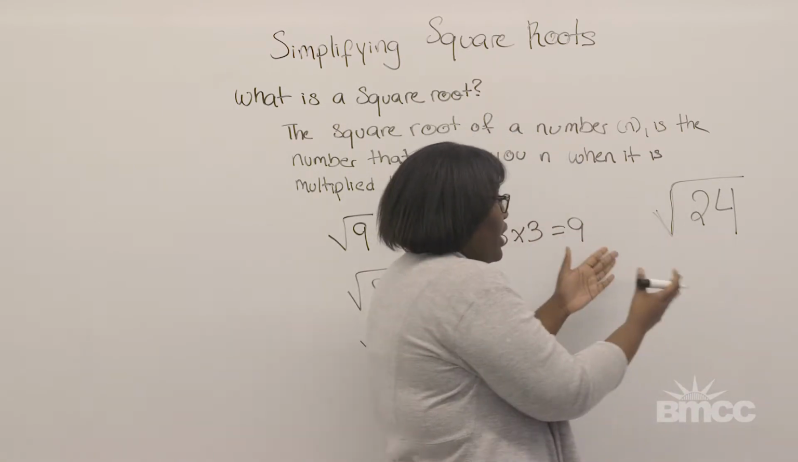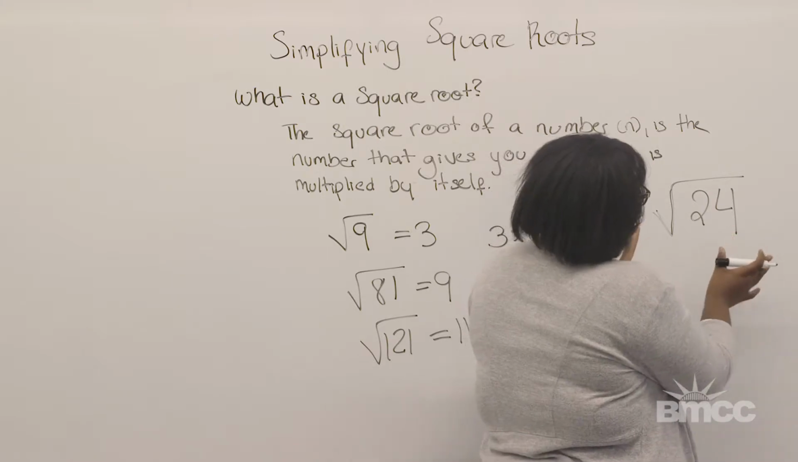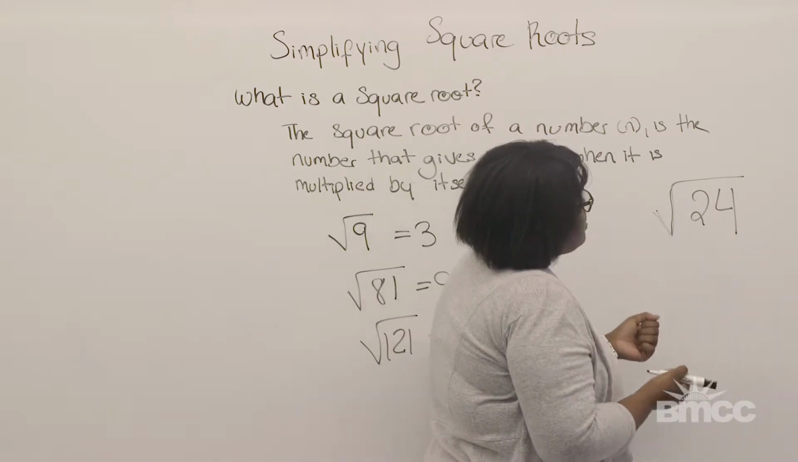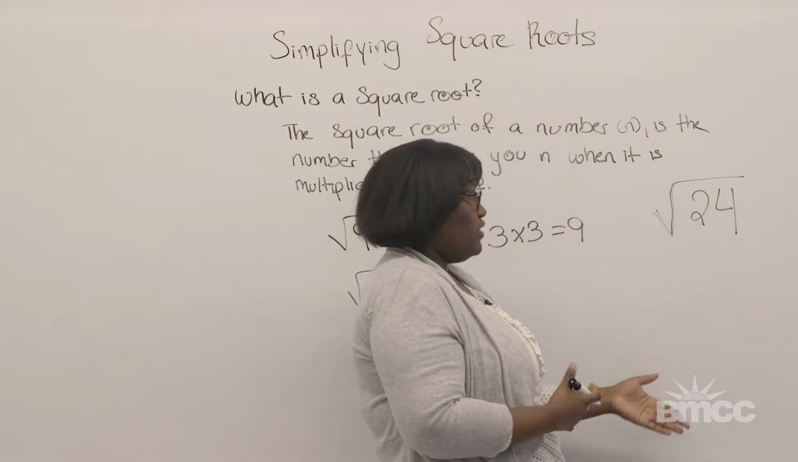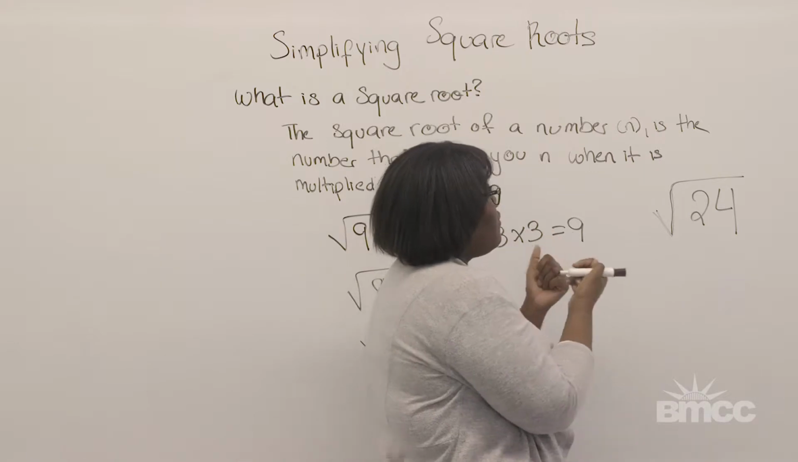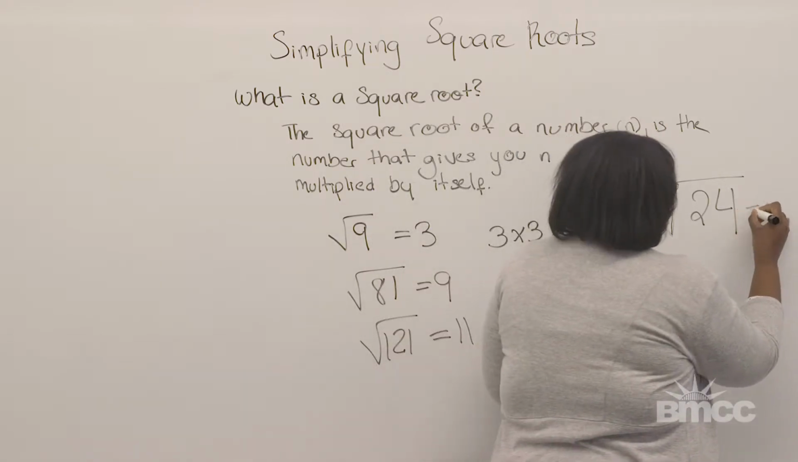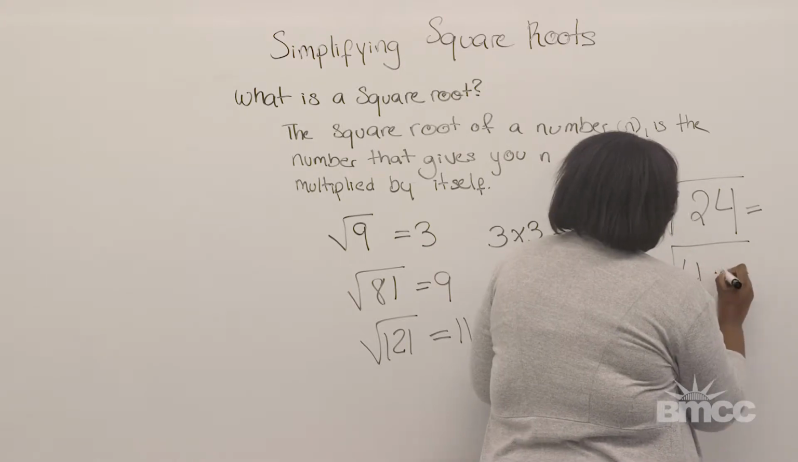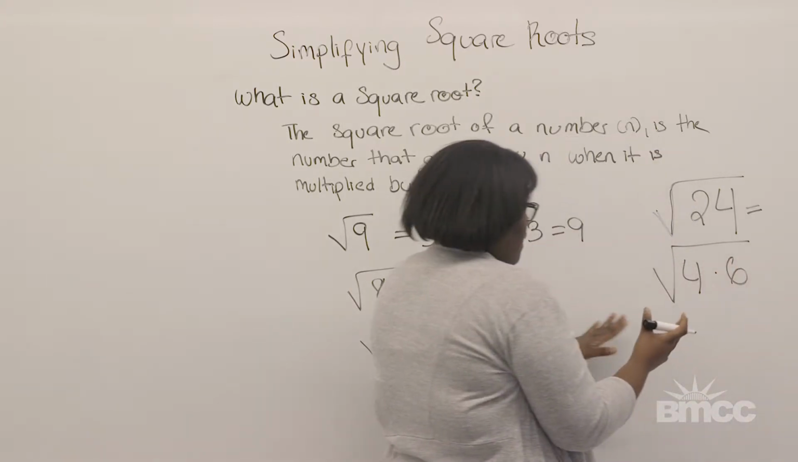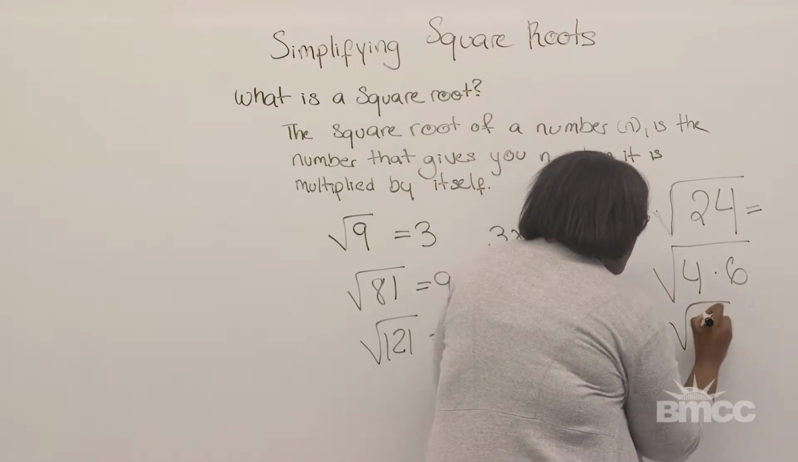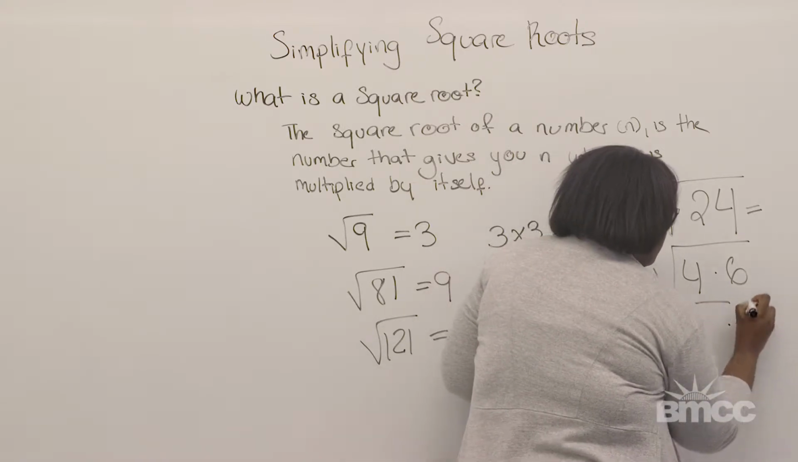So one way of doing this is to find a perfect square factor of 24. In this case, we'll be using 4, because 4 is a perfect square. It's 2 times 2 equals 4. So we'll be using 4. So we rewrite this as the square root of 4 times 6. Now let's rewrite this so you can see clearly. We can have the square root of 4 times the square root of 6.